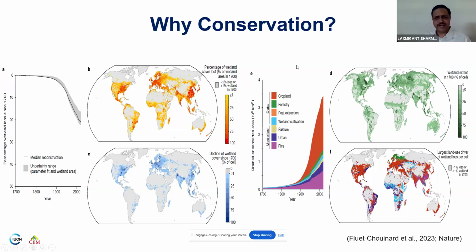So that is a very, very fragile ecosystem throughout the world. And it is very important because the conservation areas, through these wetlands, and their decline are a great concern, not only in every kind of field, particularly cropland, forestry, peat extraction, wetland cultivation, pasture, urban, rice, and each and every aspect. It is continuously degrading. You see the clear picture of how the wetland is degrading from 1700 till now. So that's why conservation is needed actually.